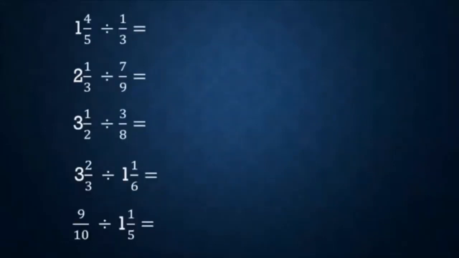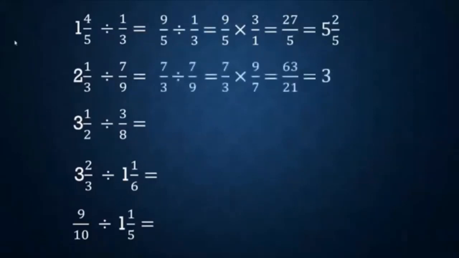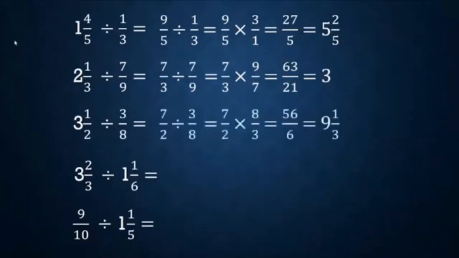For example, 1 4 by 5 divided by 1 by 3 is equal to 27 by 5 or 5 by 5. 2 1 by 3 divided by 7 by 9 is equal to 63 by 21 or 3. 3 1 by 2 divided by 3 by 8 is equal to 56 by 6 and 9 1 by 3.